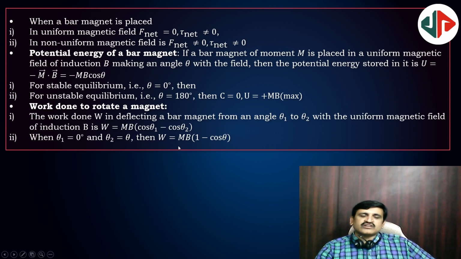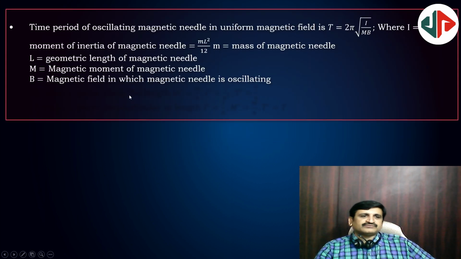This is a frequently used formula. Next, the time period of an oscillating magnet in an external magnetic field B is given by T equal to 2 pi root I by mB, where I is the moment of inertia, m is its magnetic moment, and B is the external magnetic field. And the moment of inertia is m l square by 12, where l is the geometric length of the magnetic needle.